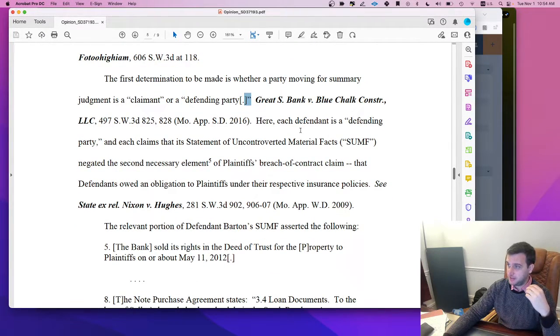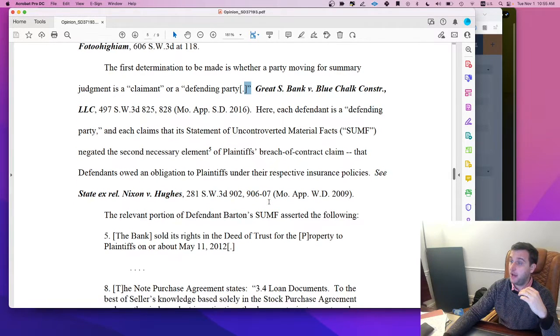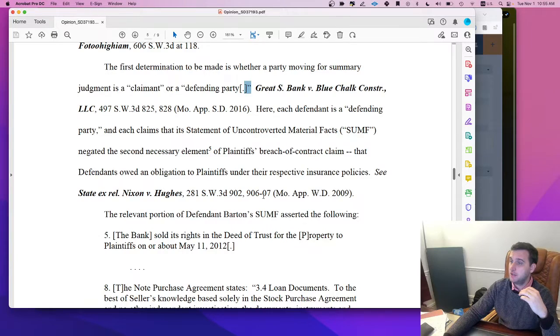So the defendants here are the defending parties, and that's an important thing to note, because it's not true that just because they claim they're entitled to summary judgment, that makes them a claimant. In the action, they are the defending party. And what the court is assessing is whether their statement of uncontroverted material facts negates the plaintiff's breach of contract claim?